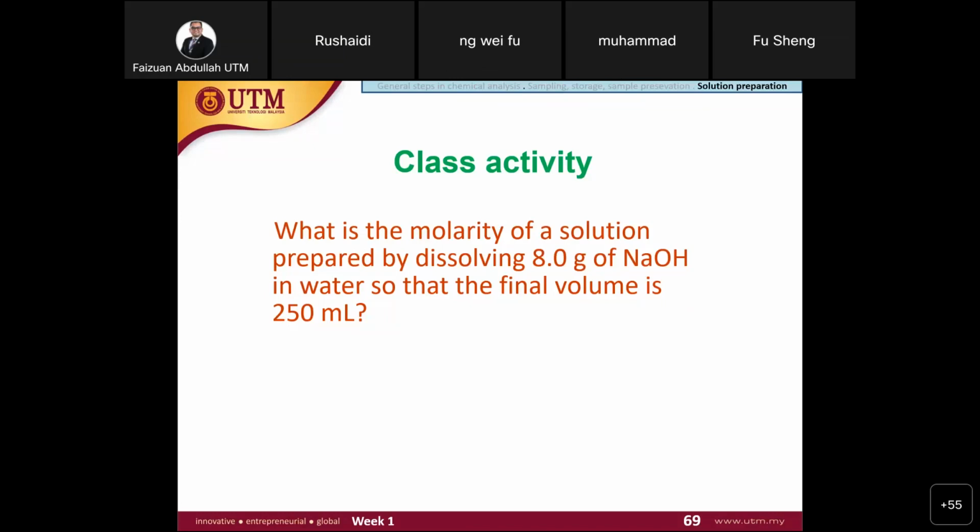Okay. Logaraj, you got 0.8. All right, come on, share with us, Logaraj, how you calculate it? 8 grams times 1 over 40. 40 is the molar weight of sodium hydroxide, then times 1 over 250 times 10 to the power of -3. So everybody got 0.8 molar? Is it correct? All right, good.